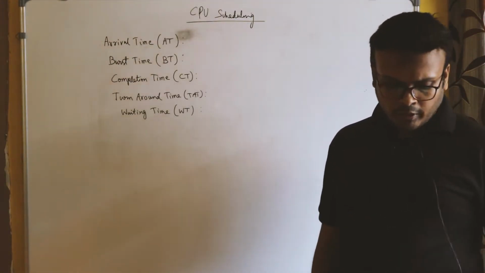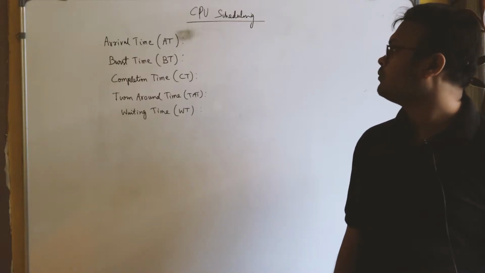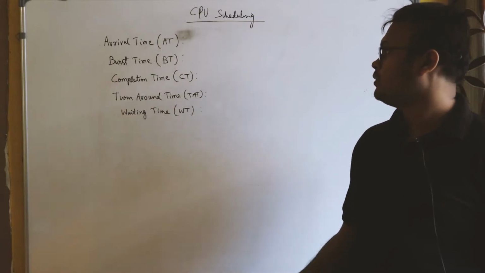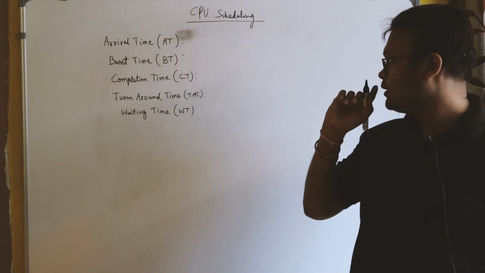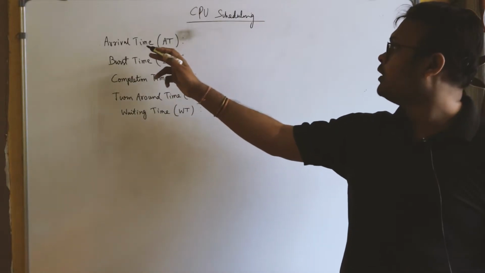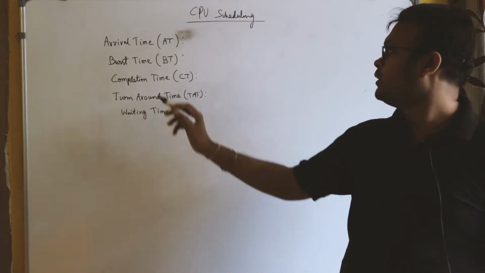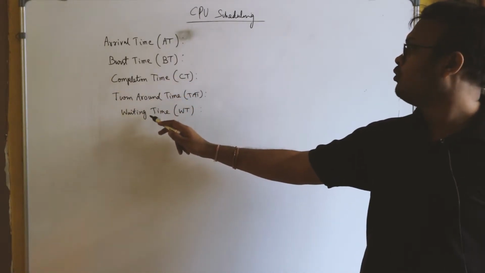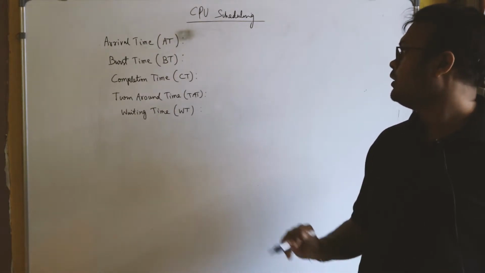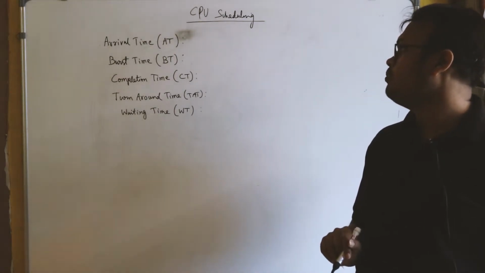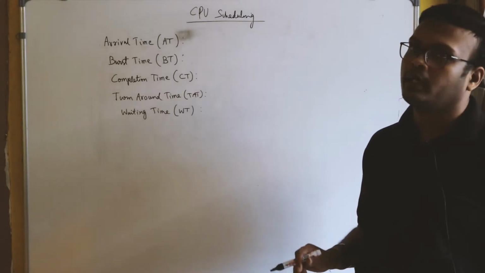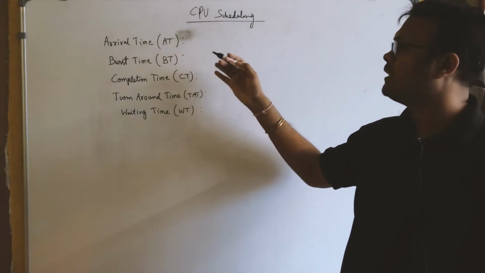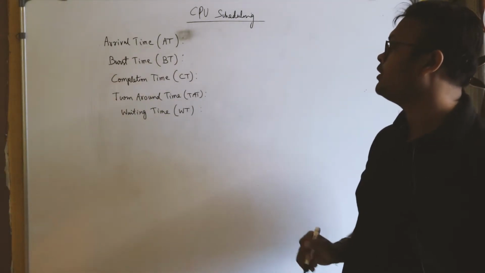So now before moving to CPU scheduling algorithm, let me tell you about these important terms. Because we will frequently encounter these terms while solving numericals: arrival time, burst time, completion time, turnaround time, waiting time. Okay, these are very important terms. So let me explain you first what these terms are, and after that I will move to the CPU scheduling algorithm. These are basic prerequisites about CPU scheduling algorithm.